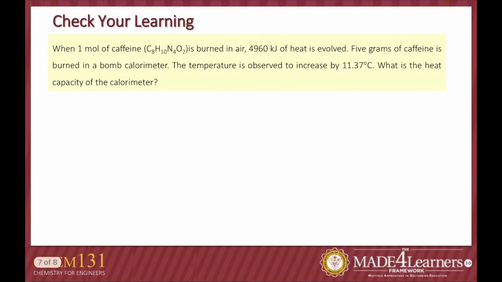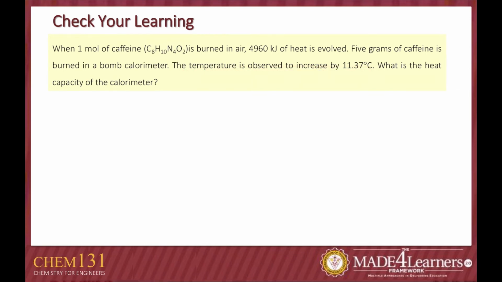Another check your learning. When 1 mole of caffeine with the formula C8H10N4O2 is burned in air, 4,960 kilojoules of heat is evolved, meaning exothermic. 5 grams of caffeine is burned in a bomb calorimeter. The temperature is observed to increase by 11.37 degrees Celsius. What is the heat capacity of the calorimeter?